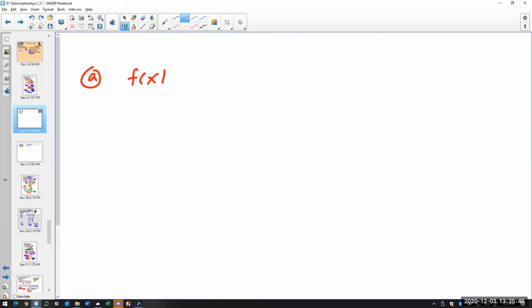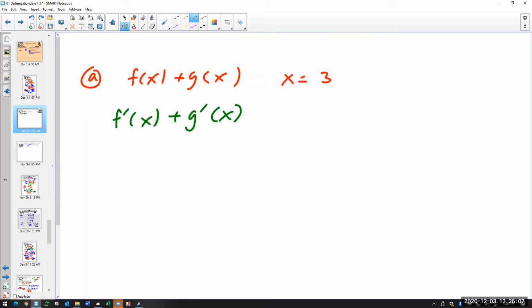We have f of x plus g of x, when x is equal to 3. What I'm asking you to do is find the derivative of this. The derivative of f of x plus g of x is just the derivative of f of x plus the derivative of g of x. But it says do it when x is equal to 3. So everywhere you see an x, you're going to put in a 3. Do I know what f prime of 3 is? What did you guys get for f prime of 3 on your chart? Pi. And then what's g prime of 3?